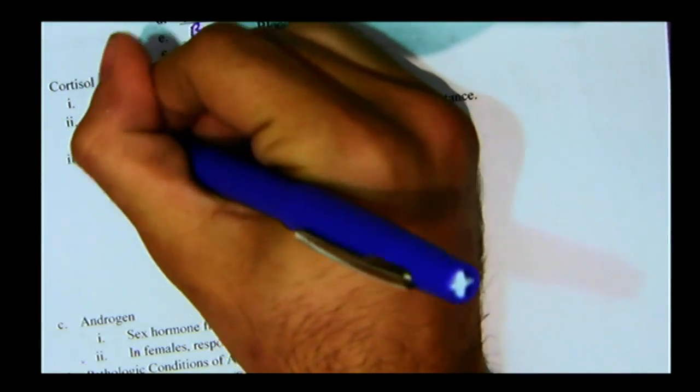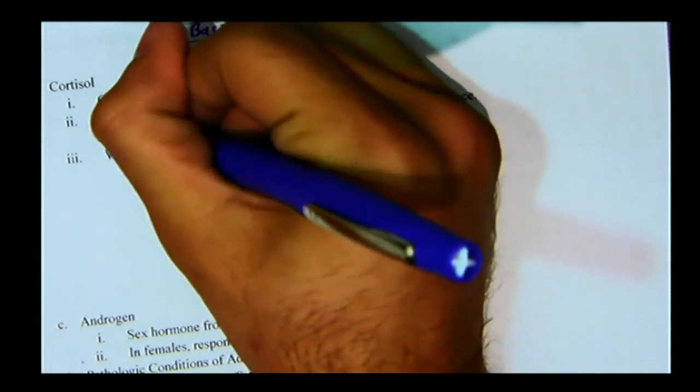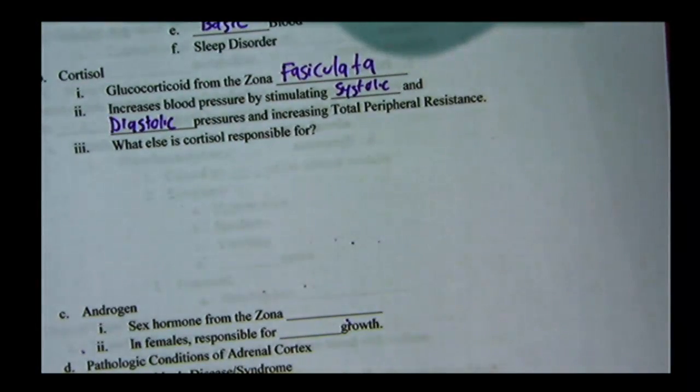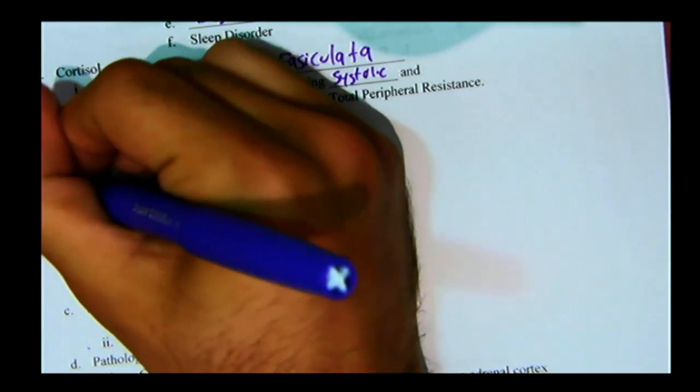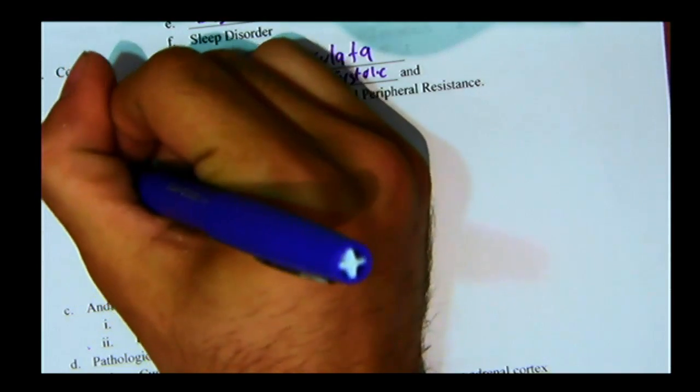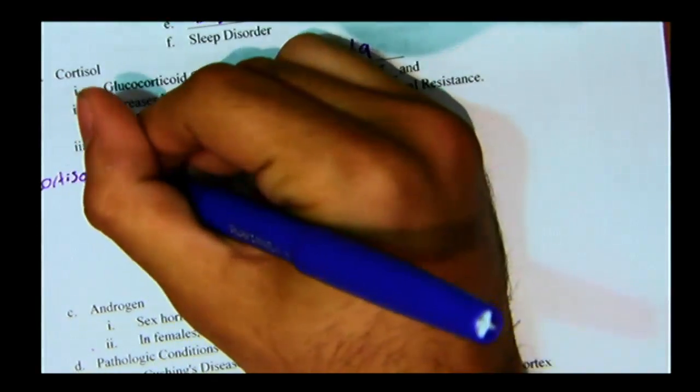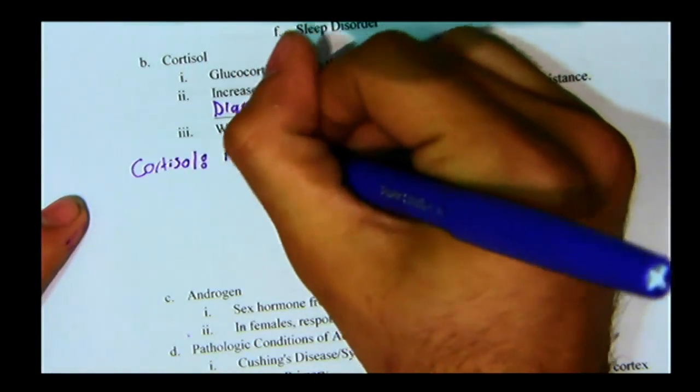So what else is cortisol responsible for doing? So it regulates, can you guys still see? Okay, regulates blood glucose. What else? Yeah, so we have blood glucose. What does it normally do, though? So it's anti-inflammatory.